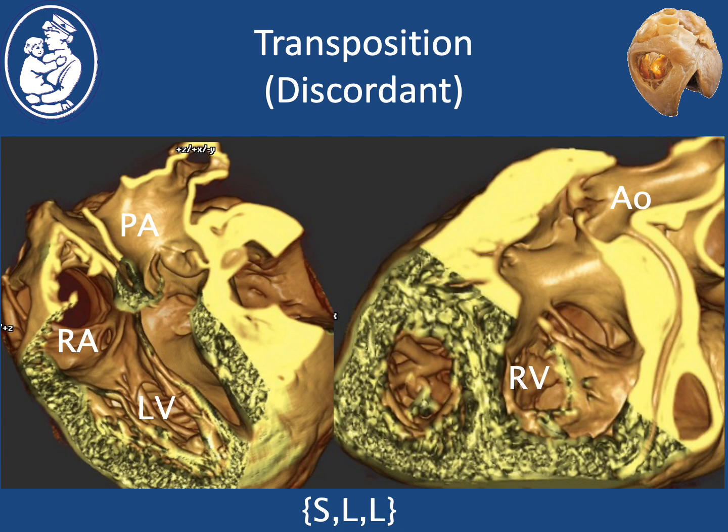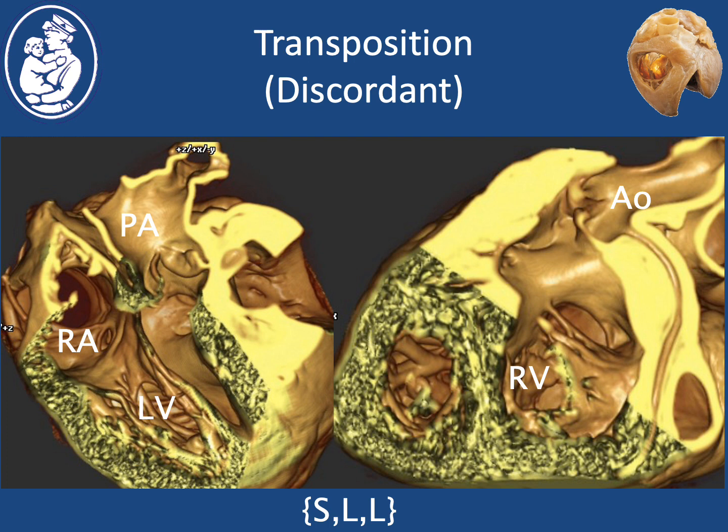Another less common type of transposition is in the setting of Situs atria, but L-looped ventricles and L-transposed great arteries, the aorta being anterior and to the left. This is an example of atrioventricular as well as ventriculo-arterial discordance, often called double discordance.